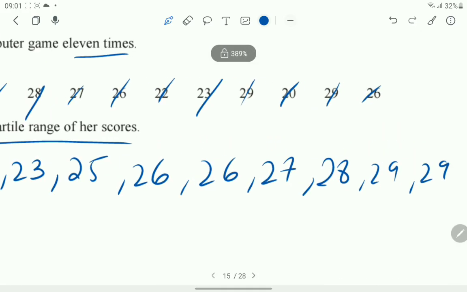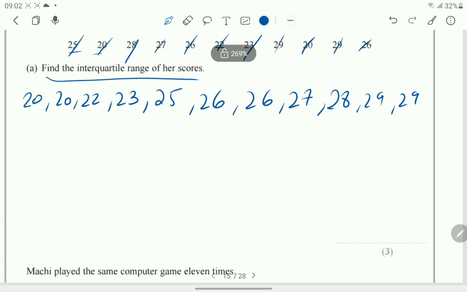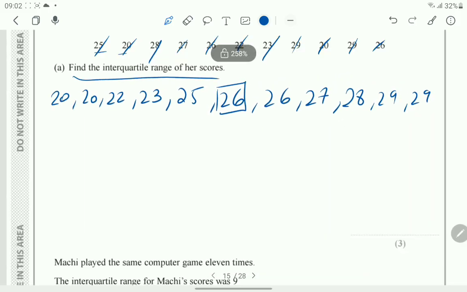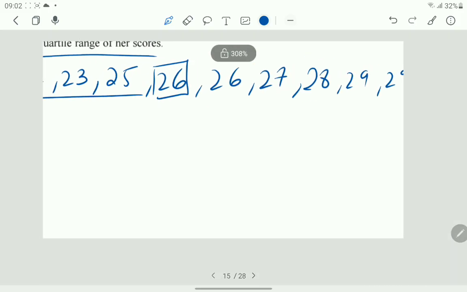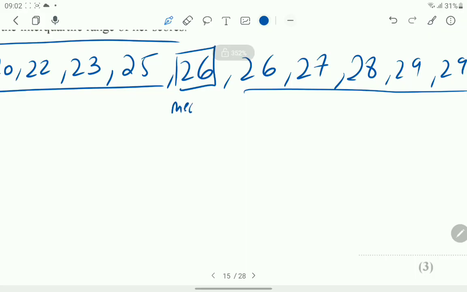So in grouped data, if we have 11 as the frequency, we would multiply it by 3 by 4 for Q3 and 11 times 1 by 4 for Q1. But let me give you a small hack for ungrouped data. As you can see, there are 11 numbers, and the sixth number divides the sequence perfectly. There are 5 numbers behind it and 5 numbers ahead of it. So this is our median. This is Q2.